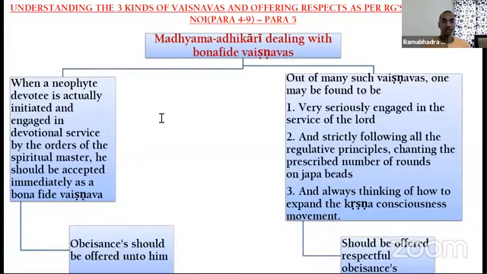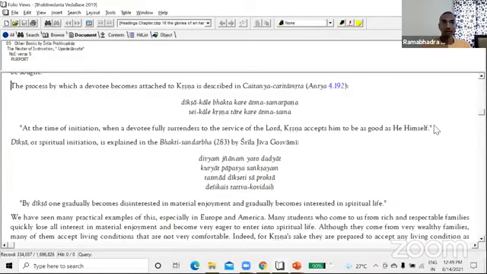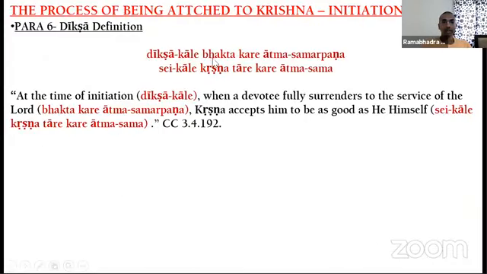So after explaining how one is initiated and how one becomes actually initiated, Prabhupada in this next paragraph explains the process of initiation. He gives two definitions, one from the Chaitanya Charitamrita and one from the Bhakti Sandarbha of Srila Jiva Goswami. So both these I have put here. Paragraph 6, Diksha definition. Diksha kale bhakta kare atma samarpan, sei kale krishna tare kare atma sama.